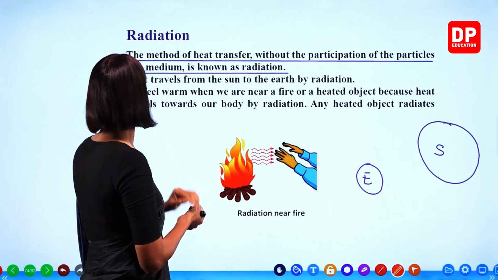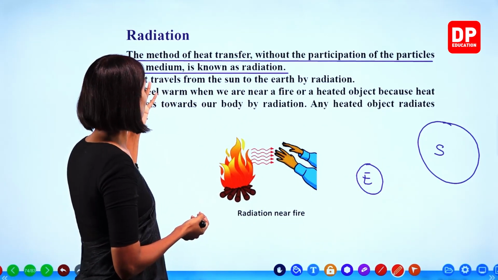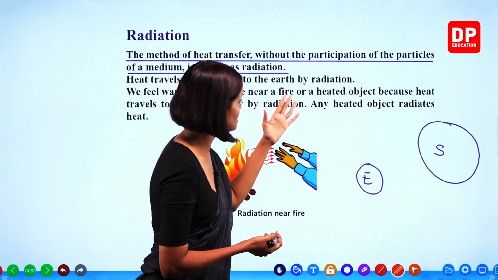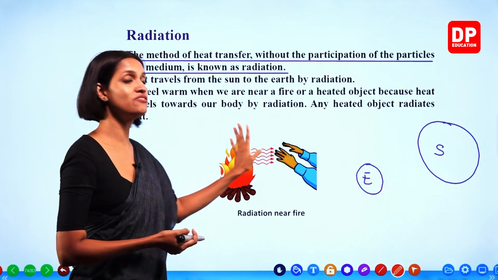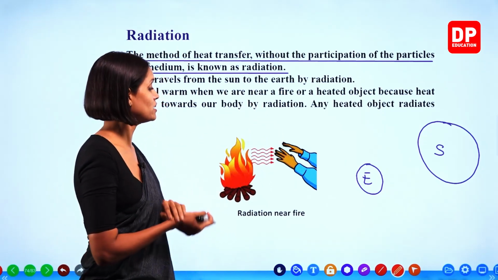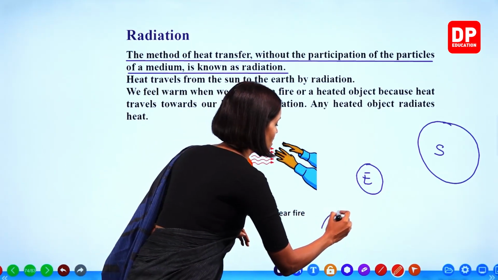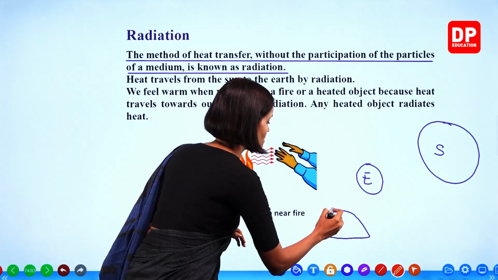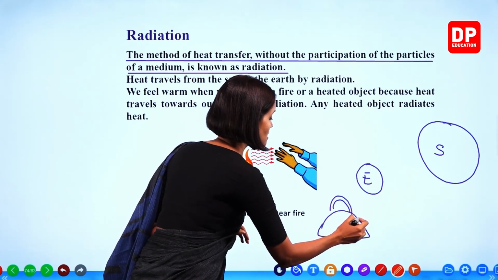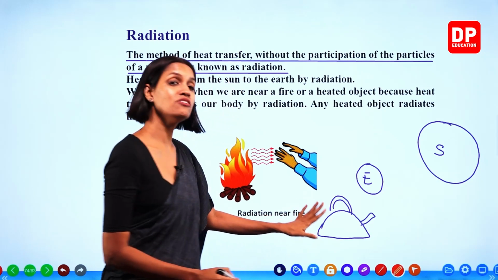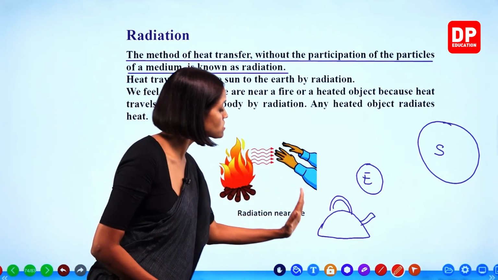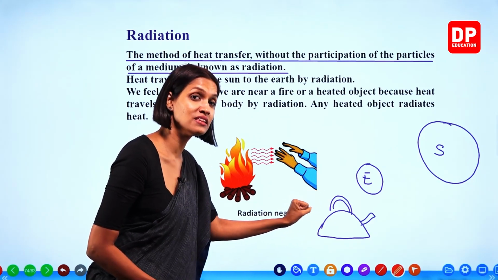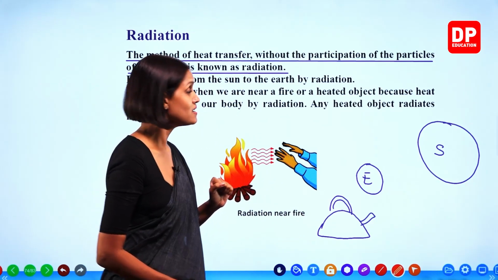Okay, children? So we feel warm when we are near a fire or a heated object. Now here, when we are near a fire, even if we do not touch the fire, or let's say that we have a hot kettle. This one's heat is very high. So even though we don't touch this, if we just bring our hand closer to this one, we can feel the heat of this. Right?